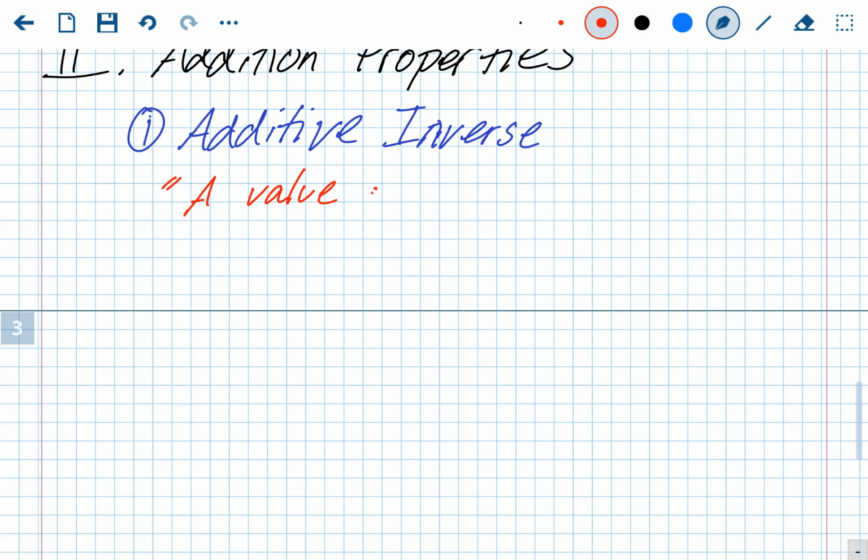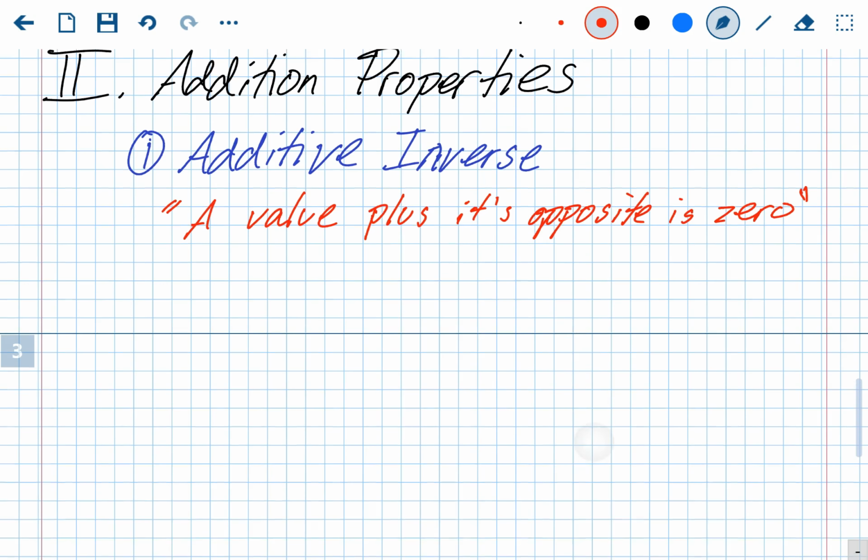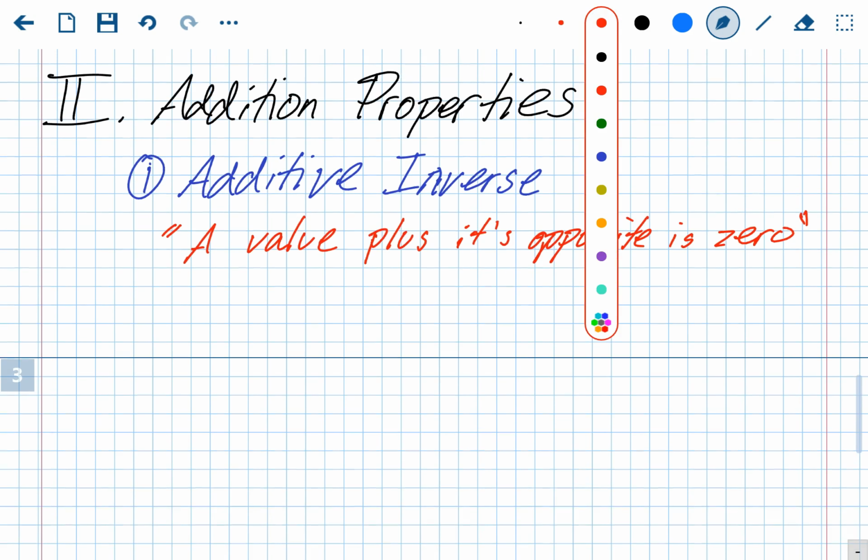The additive inverse states that a value plus its opposite is 0. Well, what's the opposite of a value? The opposite of a number is its negative version. The opposite of a variable is the negative version of that variable. So if you have w plus negative w, we don't know what w is, but it's a value plus its opposite, that's going to equal 0. So likewise, 5 plus negative 5 equals 0. That's going to be important when we solve equations.